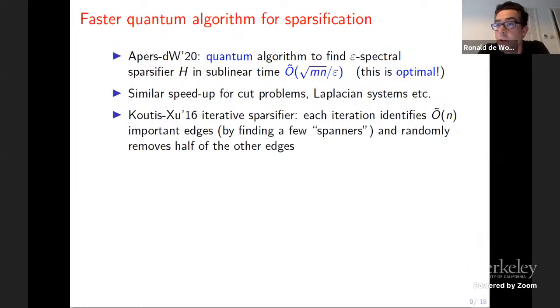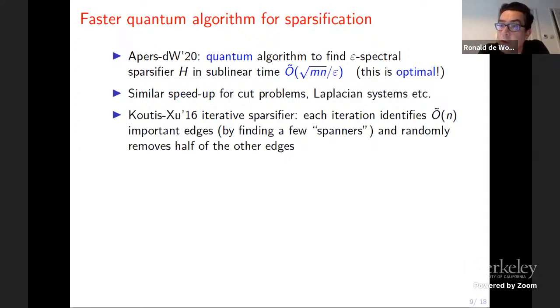This is going to be roughly order n edges. Think of that as a very small fraction of the edges. And they identify these important edges by finding a few spanners in the graph. A spanner is sort of a subgraph that preserves distances, and it's very sparse. So you can find a few spanners in your graph. You can do that classically in linear time, order m. And then, of course, you still have almost all of your edges left because you only took out a very small fraction of them. So what do you do?